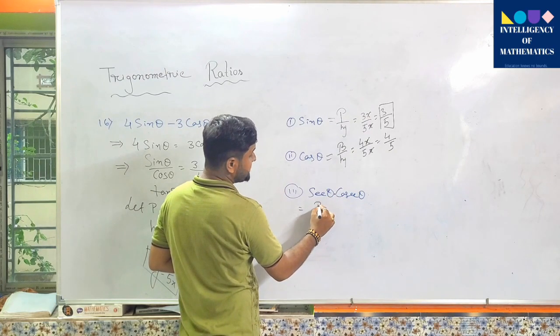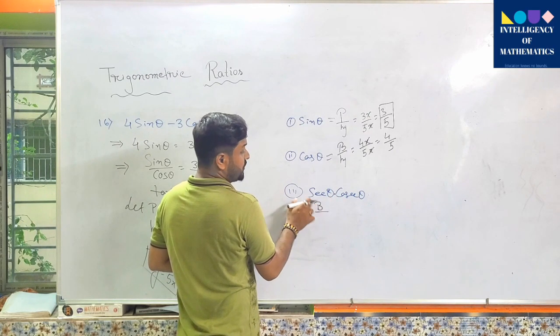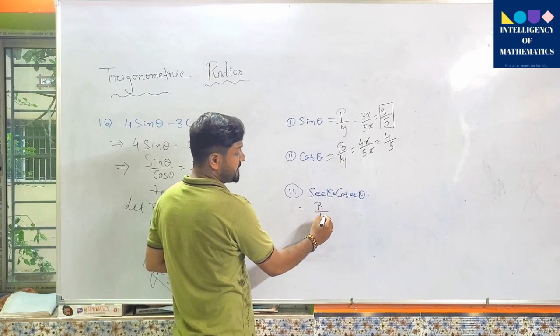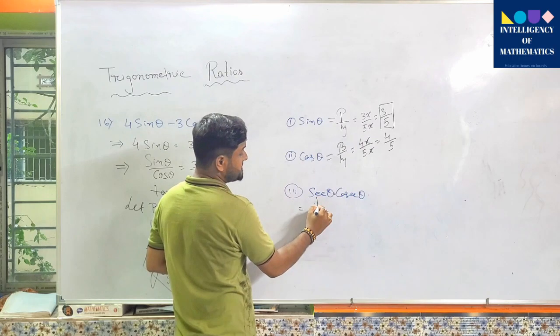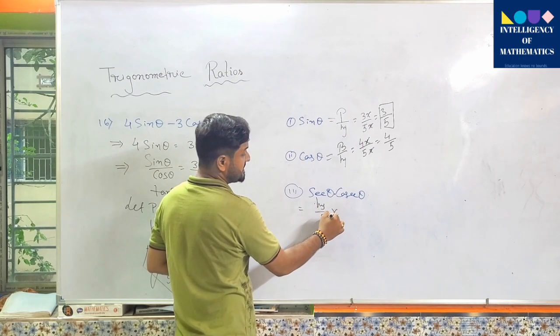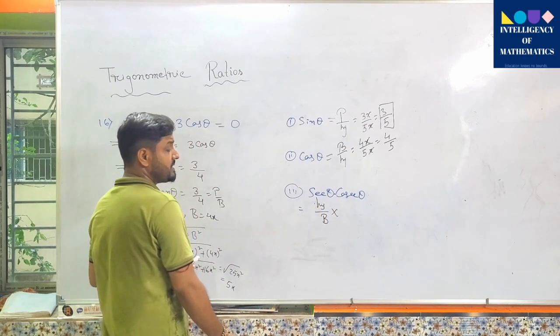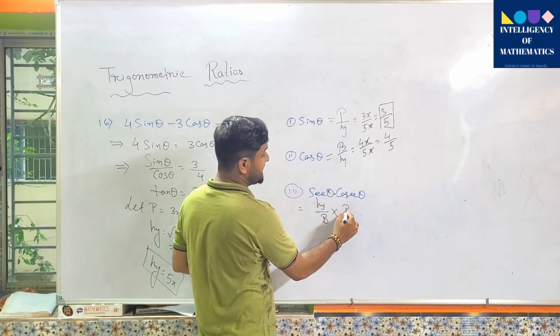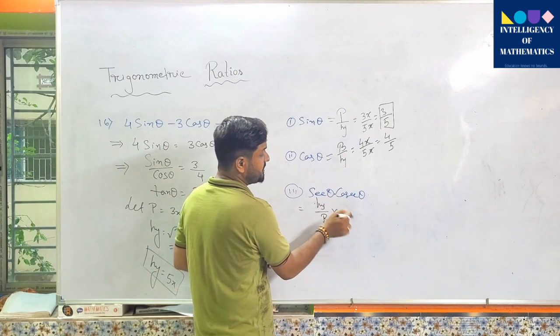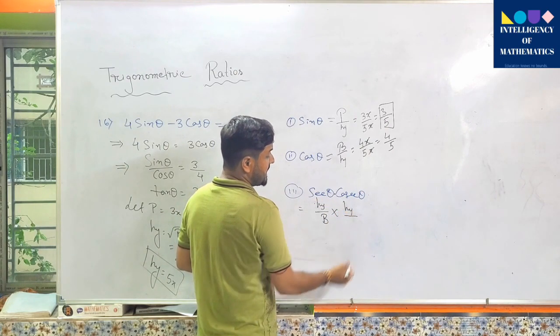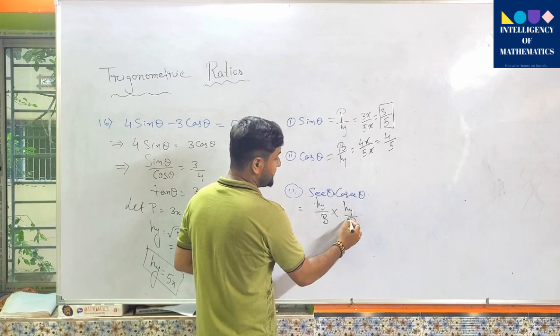Sec theta means cos theta's opposite. Cos is base by hypotenuse. So its opposite is hypotenuse by base. Same way cosec. Cosec is sine's opposite. Sine is perpendicular by hypotenuse. So its opposite will be, opposite means reciprocal, hypotenuse by perpendicular.